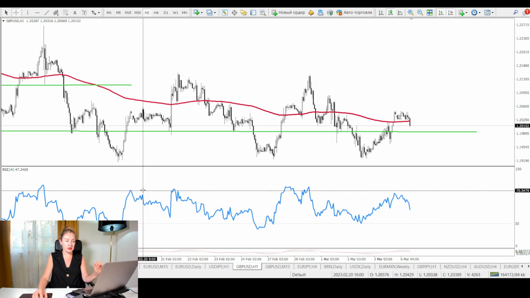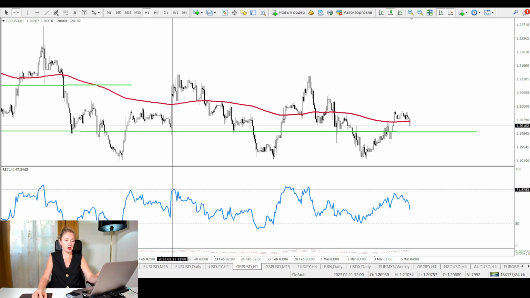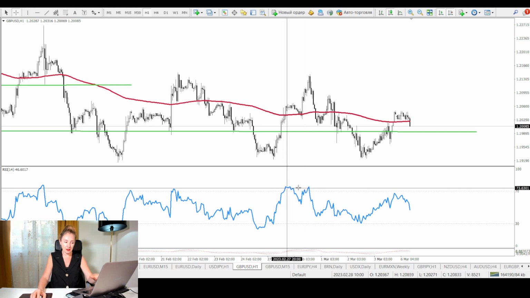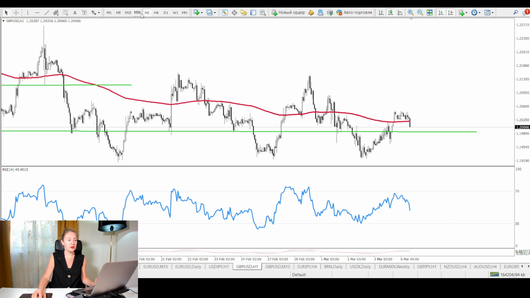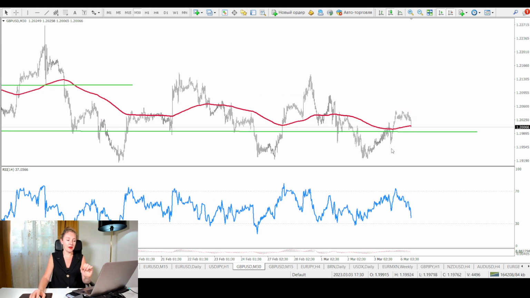30 zone, 70 zone. So this is your 70 zone and the market goes down. This is your 30 zone and divergence and the market goes up. And 70 zone and divergence and the market goes down. And 30 zone and the market goes up. This is Great Britain pound. So on the 30-minute chart, I can do the same.